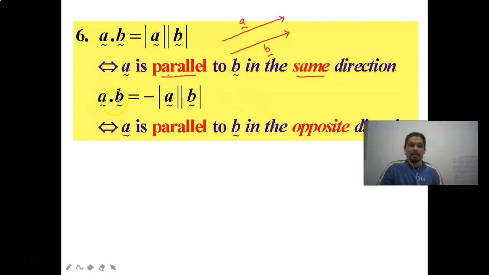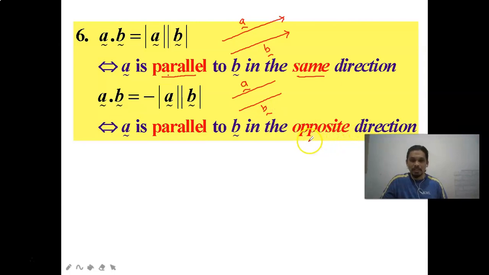And the scalar product A dot B equals negative modulus of A times modulus of B. Here A is parallel to B. These are vectors A and these are vectors B. But for this case, we need to consider that A and B are in the opposite direction. So first one here and B, let's say, here. The magnitudes are equal, it is parallel, but it is in the opposite direction.